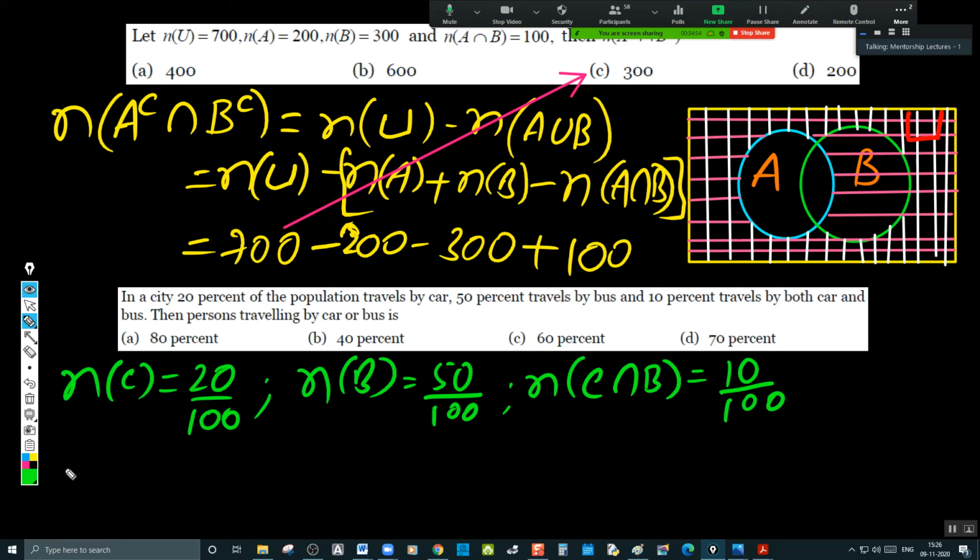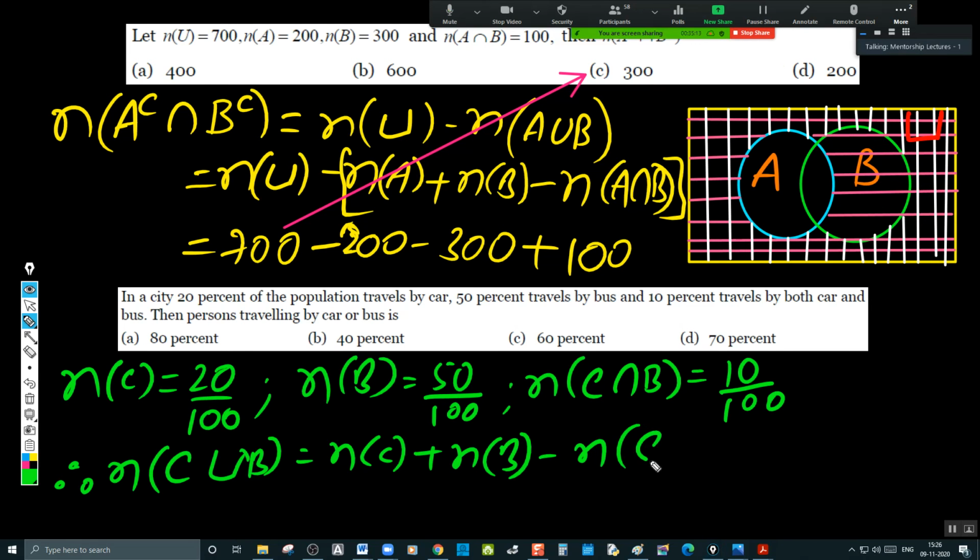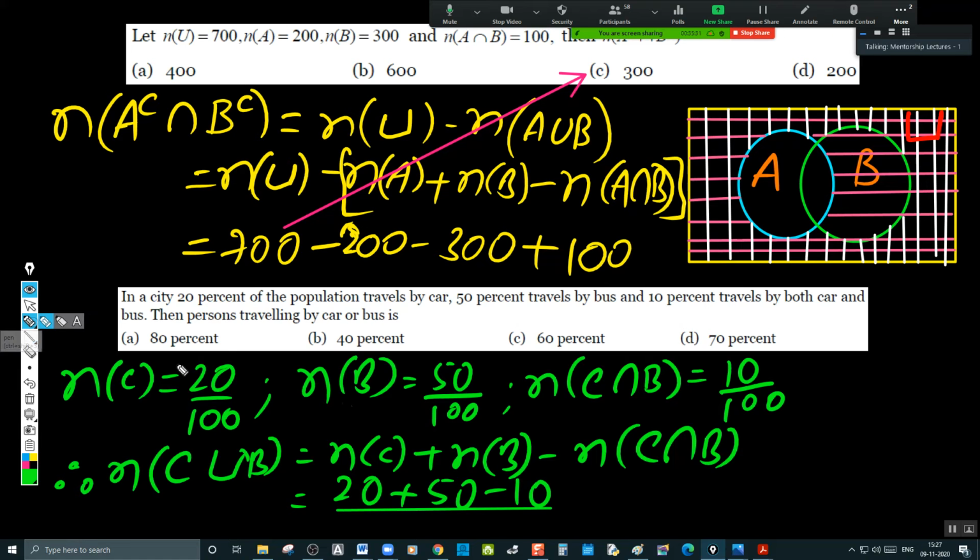Therefore, for the persons traveling by car or bus, where 'or' stands for union, N of C union B is equal to N of C plus N of B minus N of C intersection B. What is N of C? 20 by 100. What is N of B? 50 by 100. What is N of C intersection B? 10 by 100. So the answer is 20 plus 50 minus 10 by 100. 100 is common to all the denominators, that is why I have taken it as the LCM. 70 minus 10, 60 by 100. 60% of the population travels by car or bus. That's it.